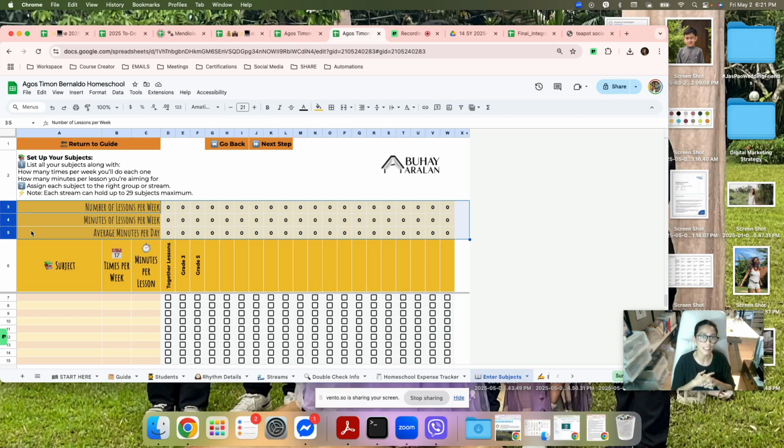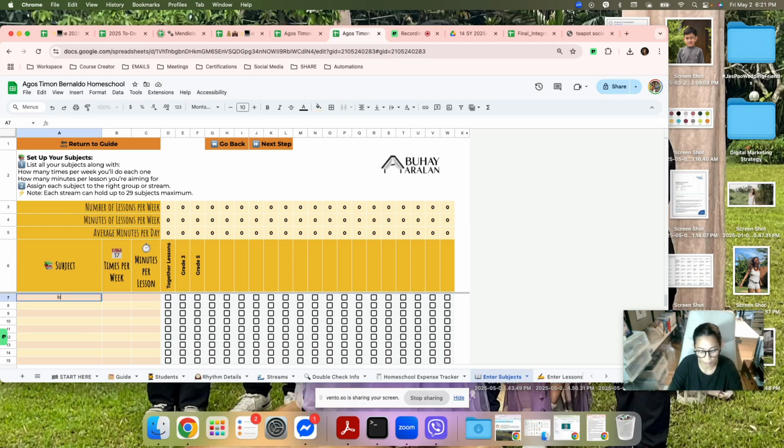For our family, I put it at a maximum of 2.5 hours per day. Also because I work from home. So, we're gonna need to be flexible in that sense. So, for example, I'm gonna plot here Bible, Social Studies, kunwari subjects lang muna tayo. Science, grade 3 Math, grade 3 Language Arts, grade 5 Math, grade 5 Language Arts.